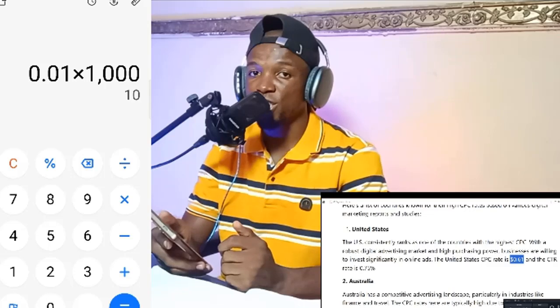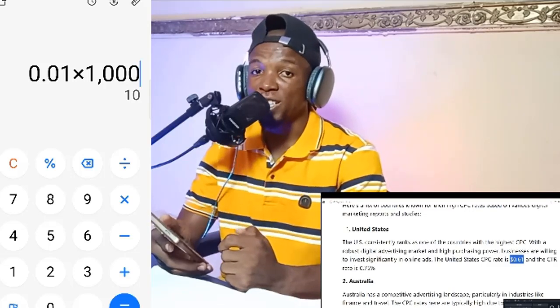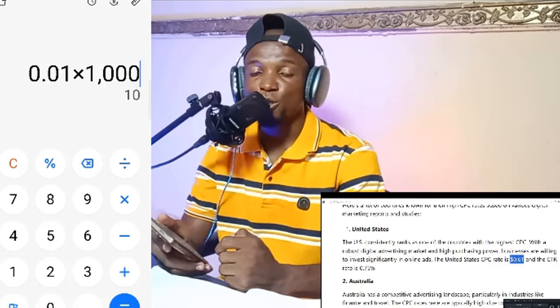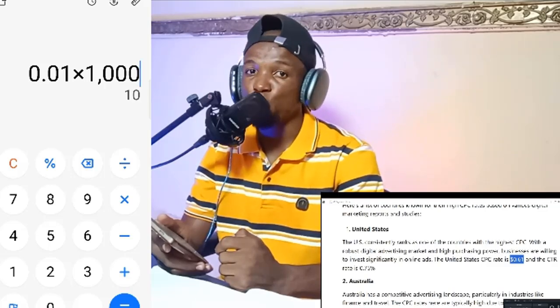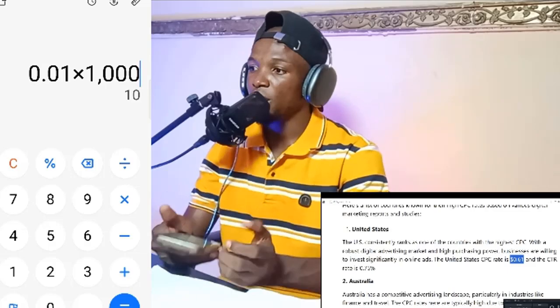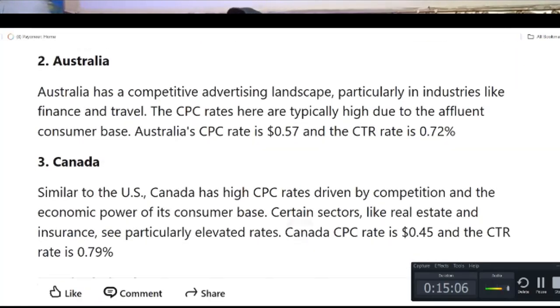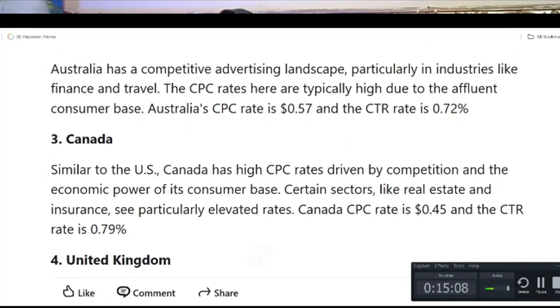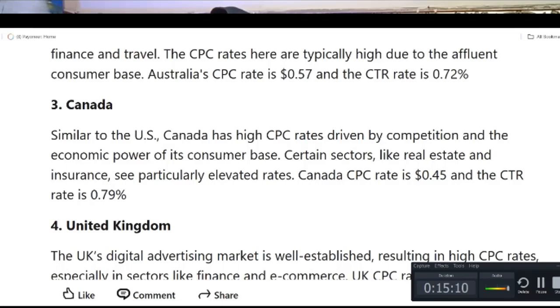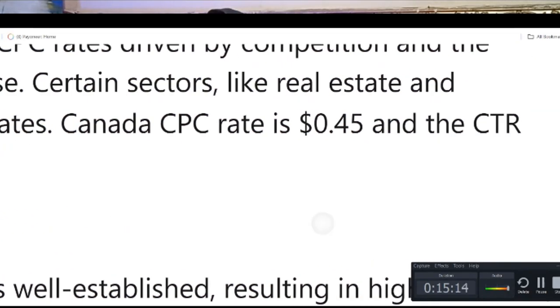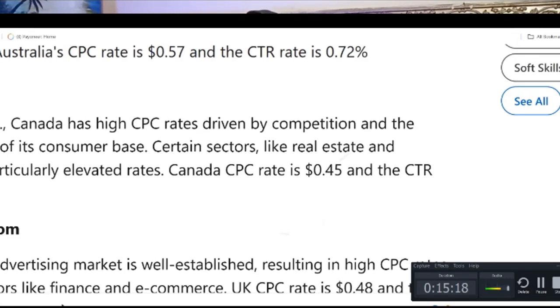So in a nutshell, if you want to increase your earning and you don't want to be making peanuts, just channel your content to countries where the economy is very strong. There are countries where their CPC and their RPM are very high, like the United States of America, Australia, Canada. If you can see here, let's check Canada. The CPC in Canada is around 45 cents. That means this is a very huge amount of money if you make it.